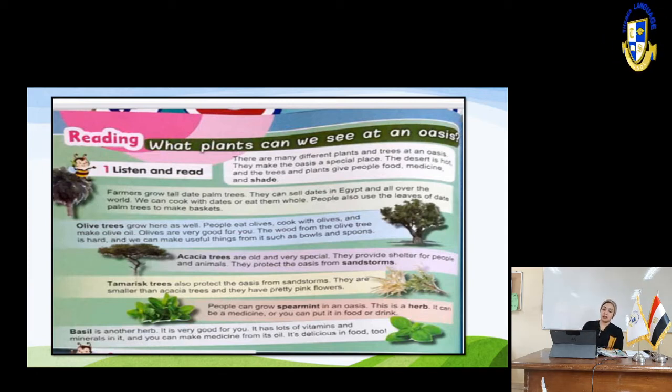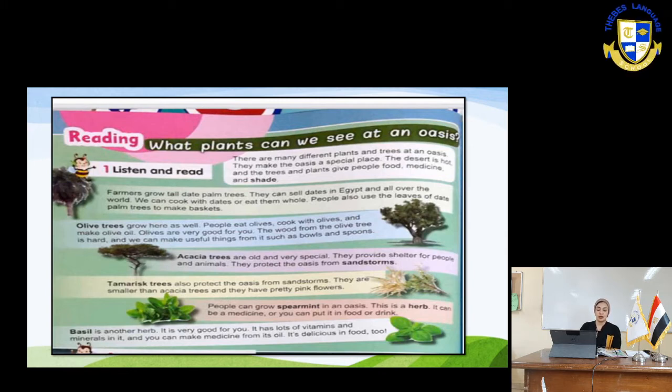There are many different plants and trees at an oasis. They make the oasis a special place. The desert is hot, and the trees and plants give people food, medicine, and shade. Farmers grow tall date palm trees. They can sell dates in Egypt and all over the world. We can cook with dates or eat them whole. People also use the leaves of date palm trees to make baskets.